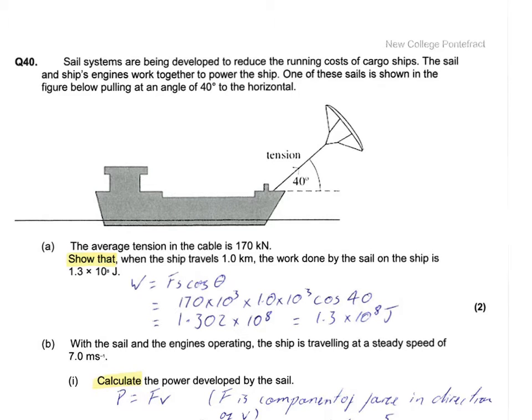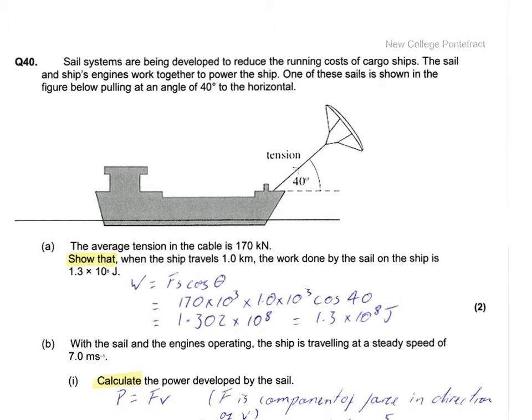And we move to the mechanics homework booklet question 40. Sail systems are being developed to reduce the running cost of cargo ships. The sail and the ship's engines work together to help power the ship. One of these sails is shown in the figure below, pulling at an angle of 40 degrees to the horizontal. The average tension in the cable is 170 kilonewtons.